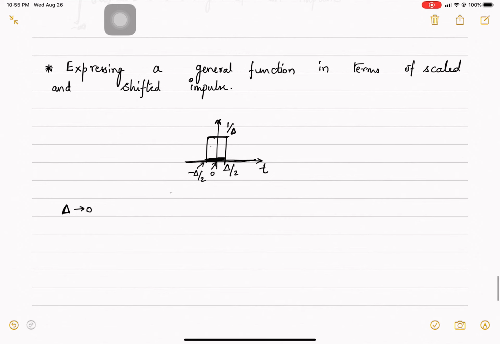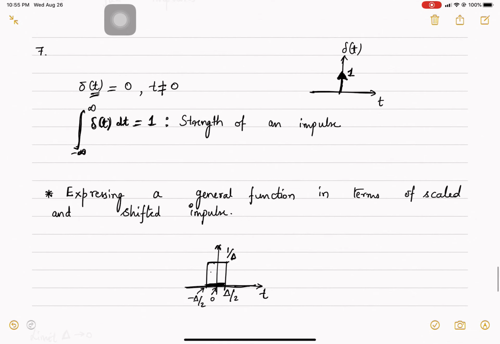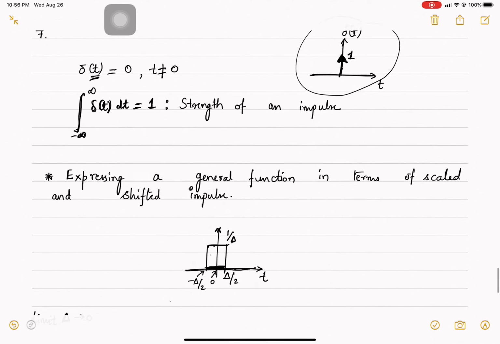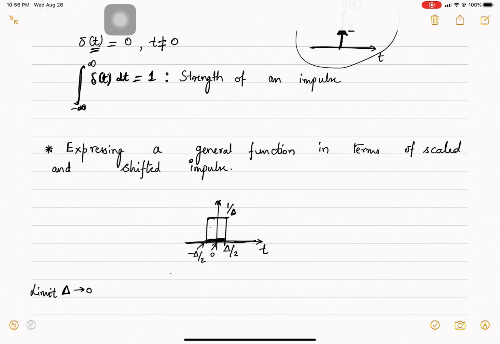So if you take the product, you will get the area to be equal to 1, and under the limit this pulse will become an impulse, a unit impulse function, which is denoted as I told you, as denoted here. This area under the impulse is called the strength of an impulse. Since the strength is equal to 1, we call it a unit impulse function.